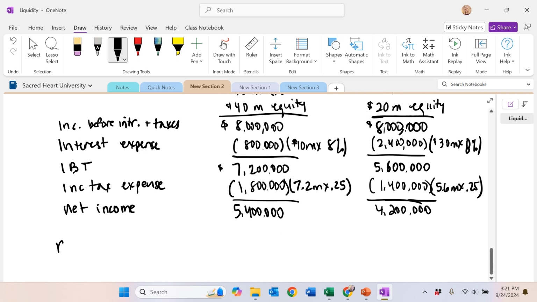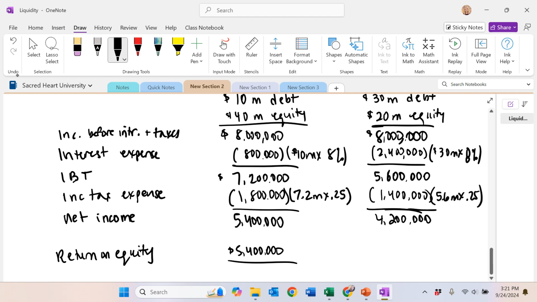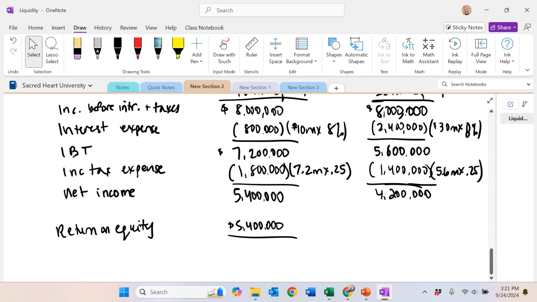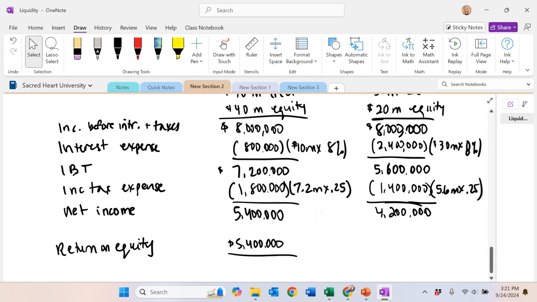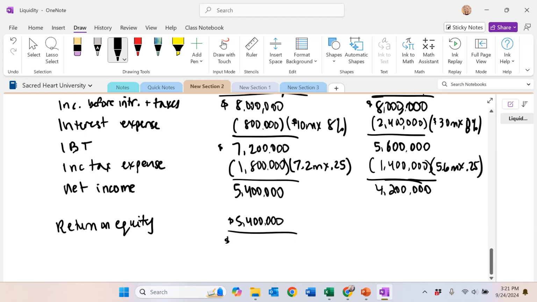But what if we look at the company's return on equity? Return on equity is net income divided by stockholders' equity. Let's say we issued $40 million in equity on January 1st. At the end of the year, we produced the 5.4 million. The entire year, we had $40 million in stockholders' equity outstanding. This is going to be a return of 13.5%.